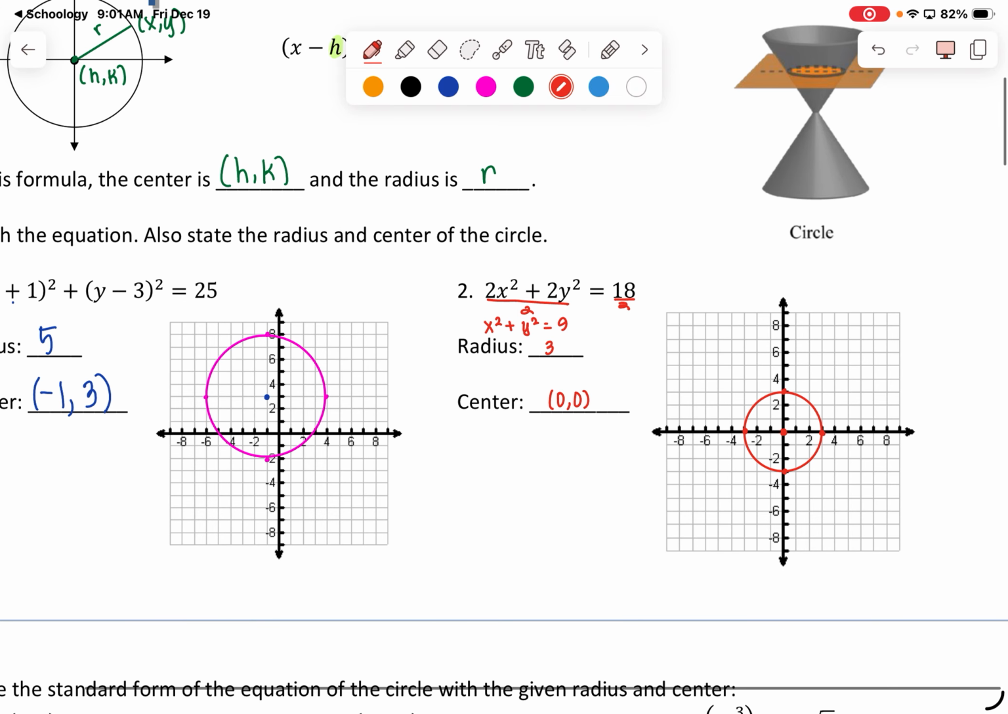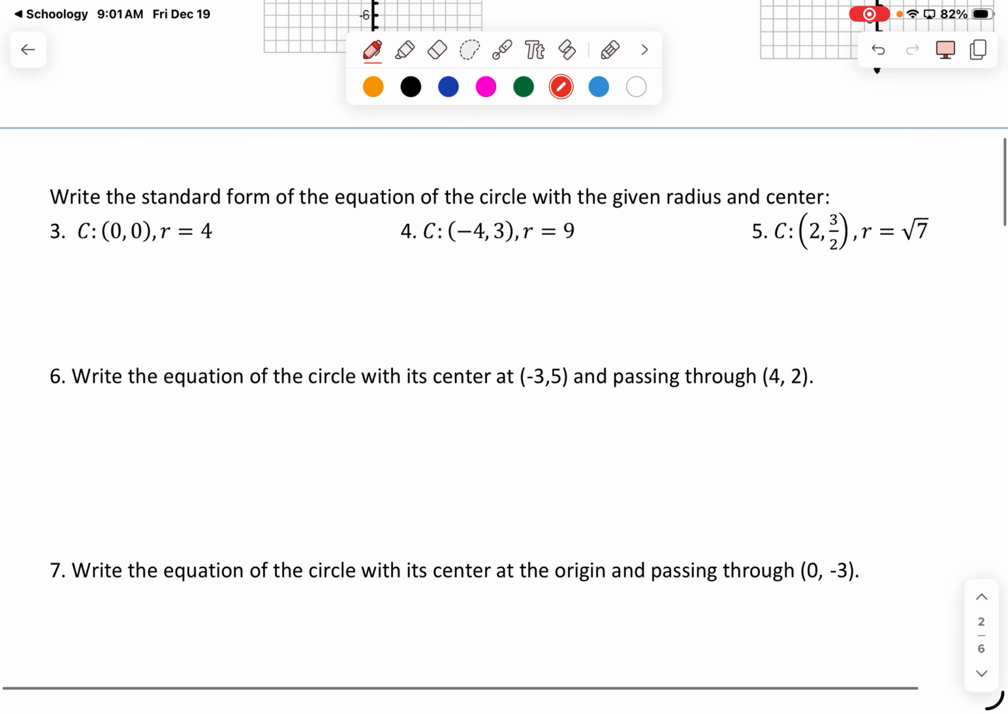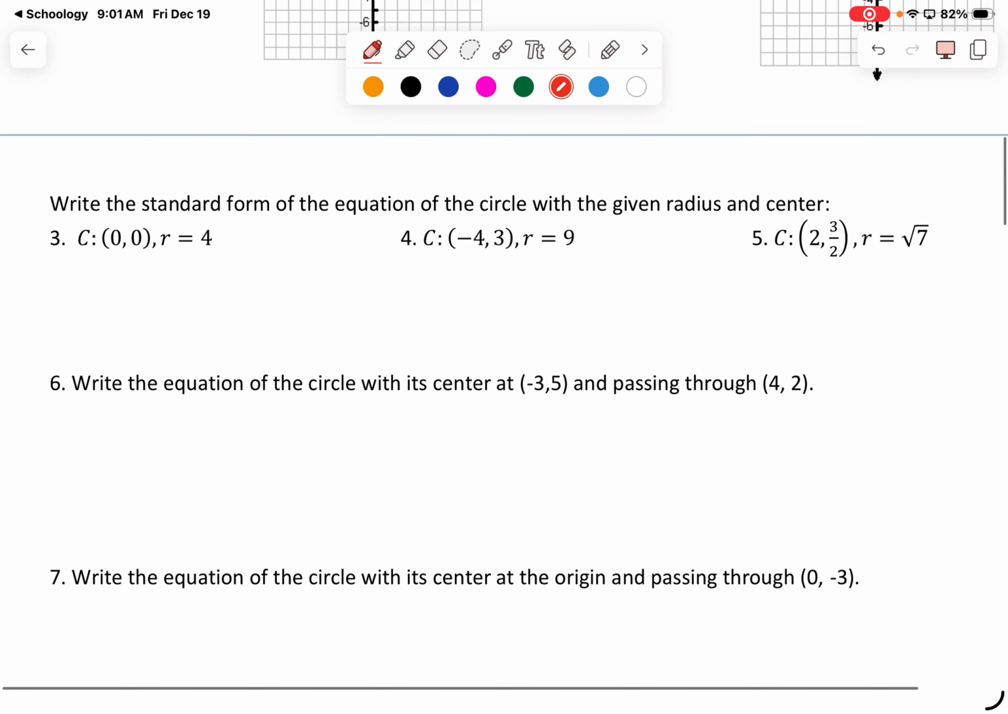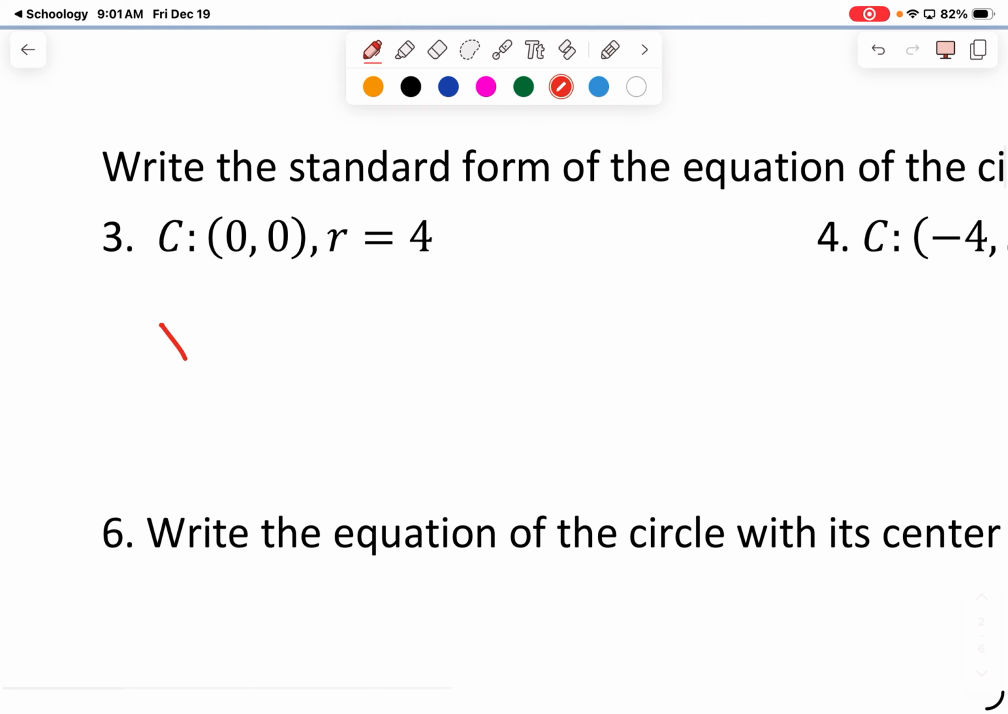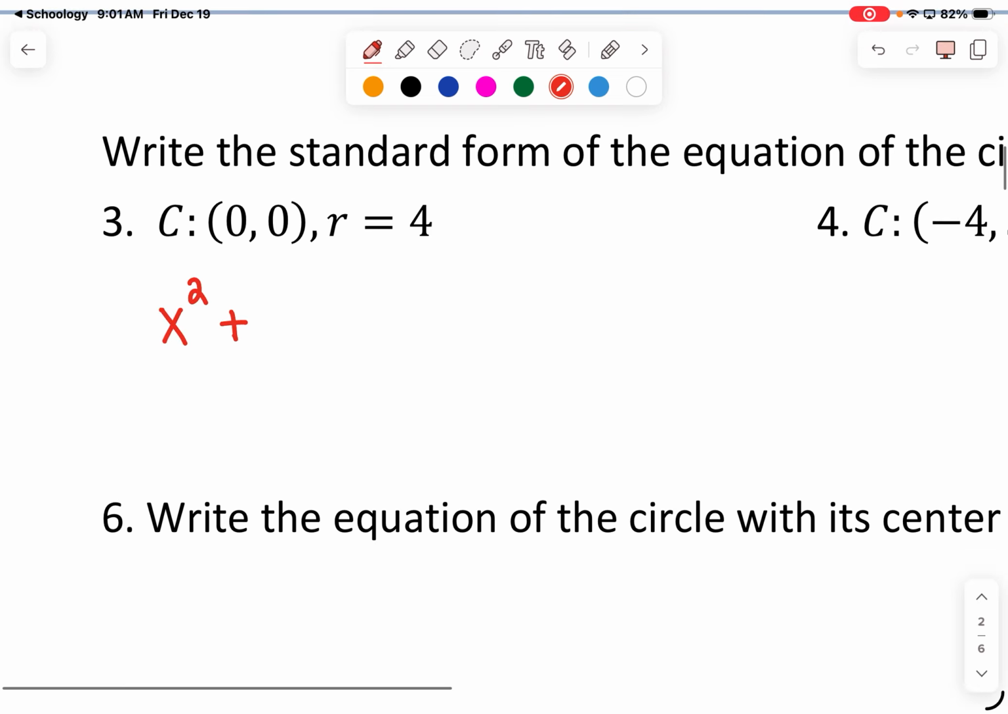All right. Okay, so now what we're going to do is the vice versa. We'll write equations of circles. So write the standard form of the equation of a circle with the given radius and the given center. Okay, so if the center is 0, 0, there's nothing subtracted off of x, so it's x squared, always a plus sign.